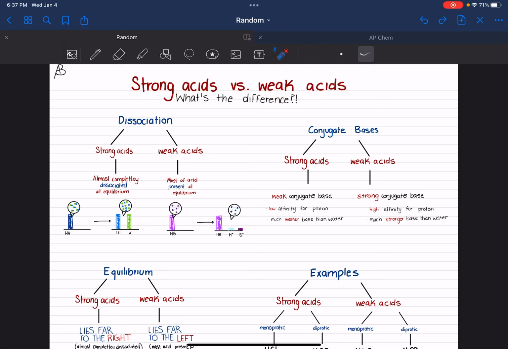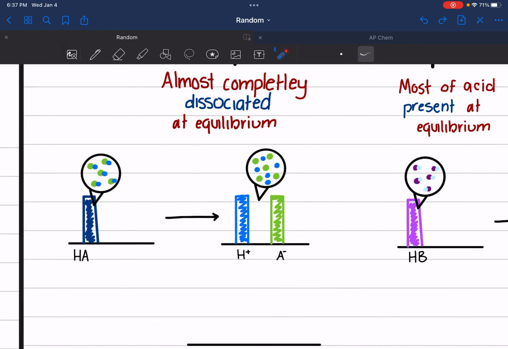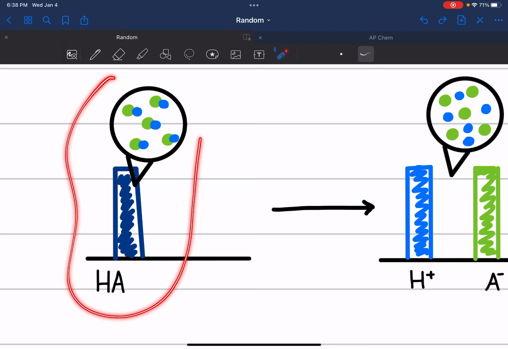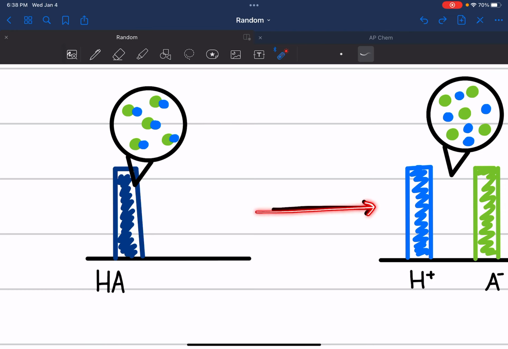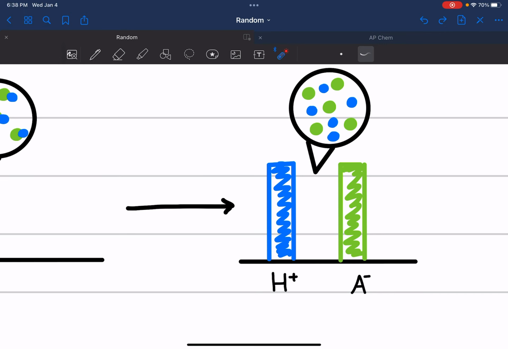So first we have dissociation. One of the biggest differences between strong acids and weak acids is their dissociation, or interchangeably ionization, meaning that a stronger acid almost completely dissociates at equilibrium. So let's say you have an acid right here. This is our acid. As it approaches equilibrium, your acid splits into the conjugate acid and the conjugate base, as we can see. They're almost completely dissociated. If this was drawn to scale, you'd probably see maybe one molecule here, depending on what the acid is. But in general, strong acids almost completely, 100%, ionize.